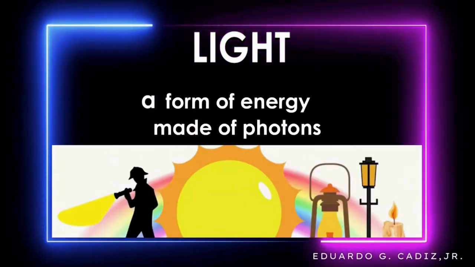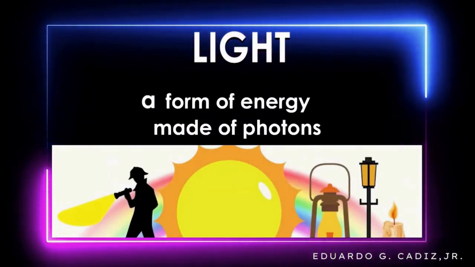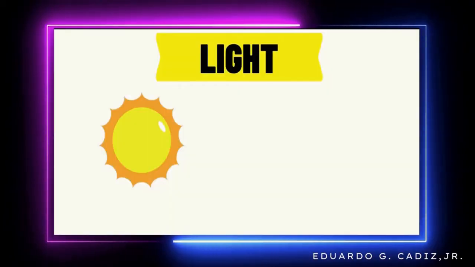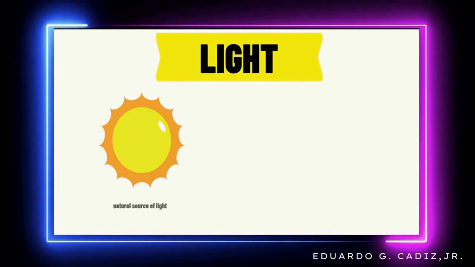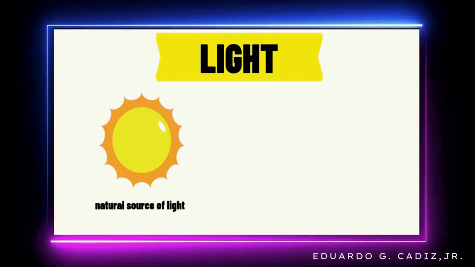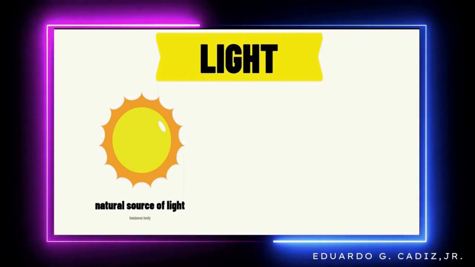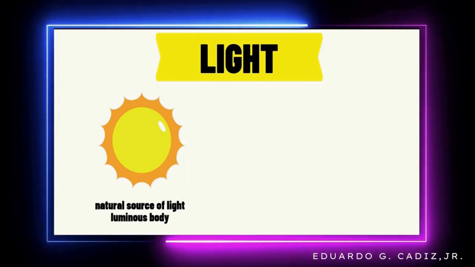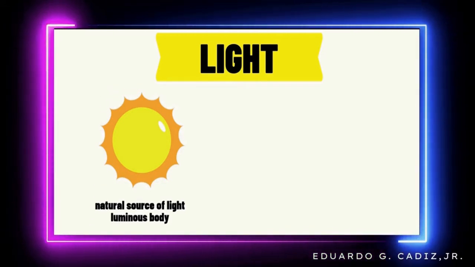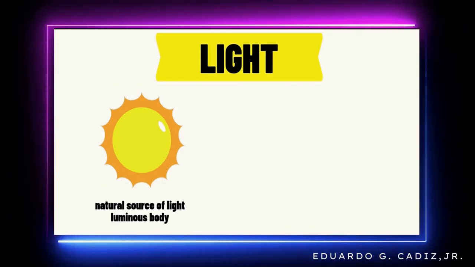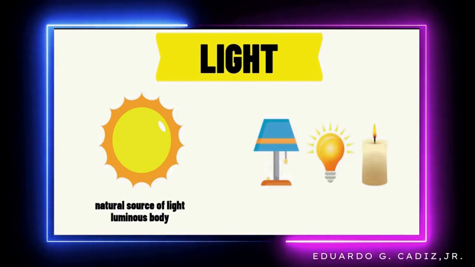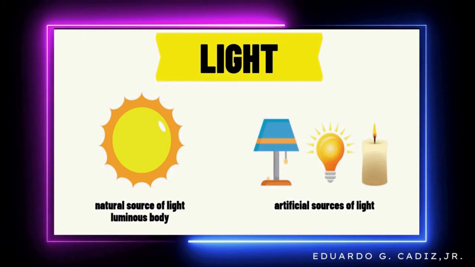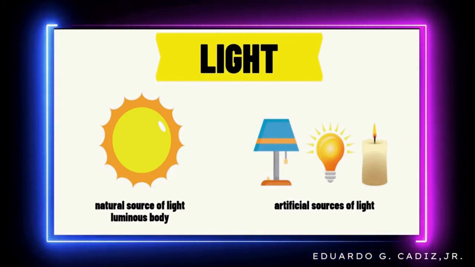Light is a form of energy made of photons. Photons are the smallest unit of visible light. Our main source of light energy is the sun. The sun is an example of a natural source of light. The sun is also considered a luminous body. A luminous body is an object capable of producing its own light. Other sources such as lamps, bulbs, and candles are examples of artificial sources of light.